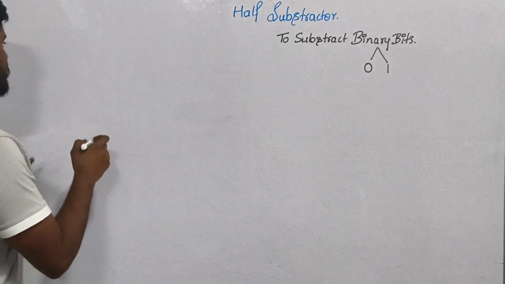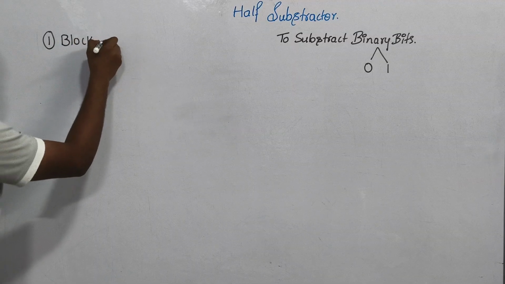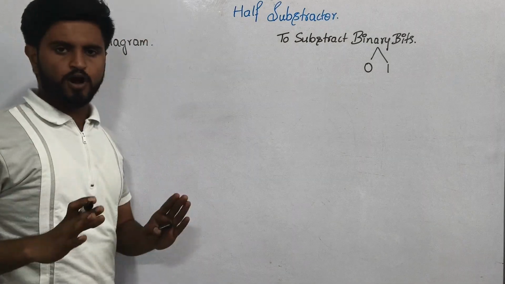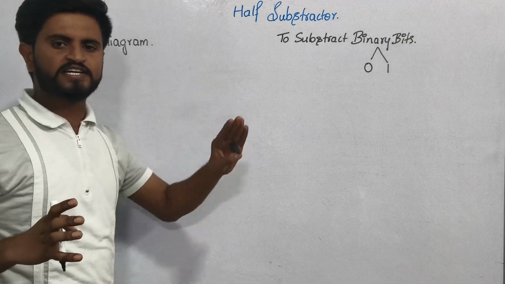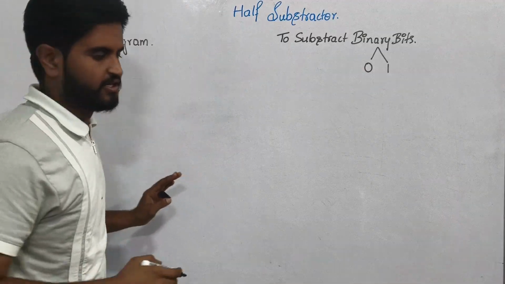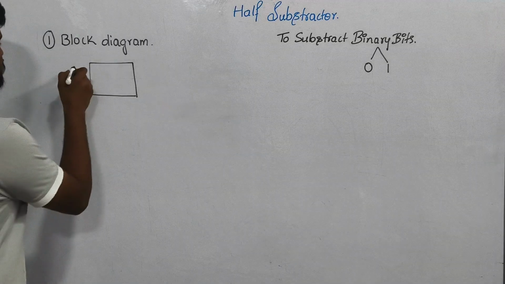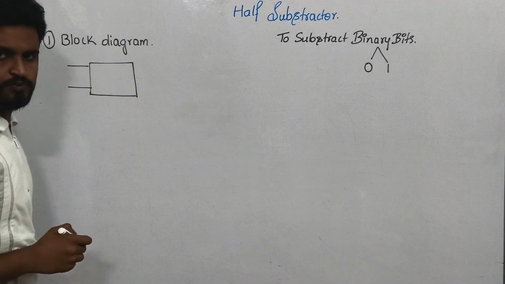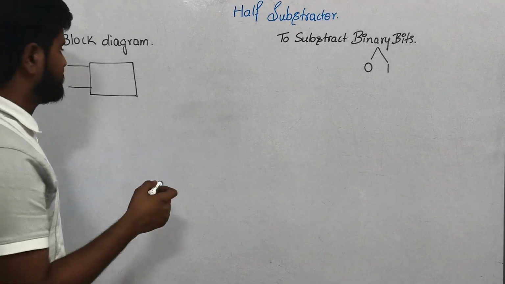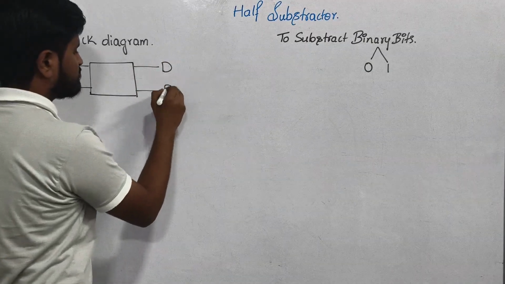Now let's design the block diagram first. So the first step is designing the block diagram. In the block diagram, we just represent what the inputs and what the outputs are in the circuit of the subtractor. So this is the block and I will be having two inputs. Let me call them X and Y. You can call them A, B, C, D, anything. And my outputs will be, one will be difference and another one will be borrow.